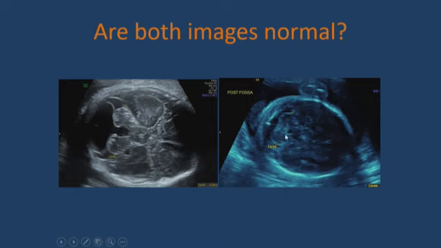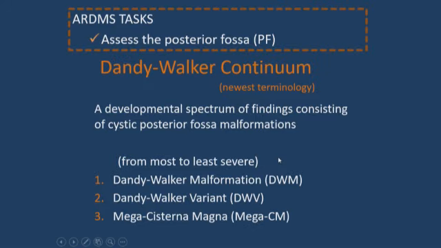All right, you'll see it on the parasagittal, we'll look at it too. So this is abnormal, this is normal. So knowing your normal versus your normal variance. So we'll talk about the Dandy-Walker continuum.